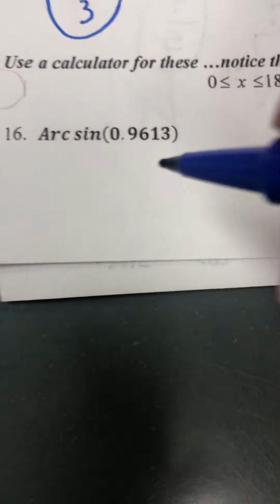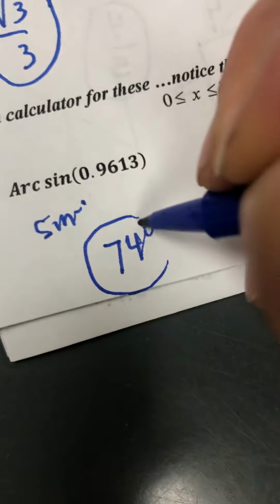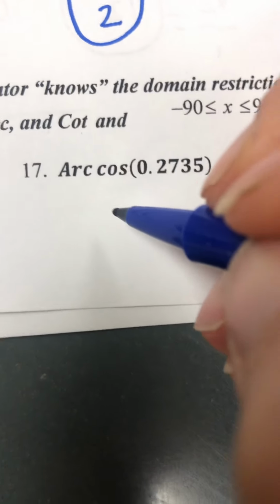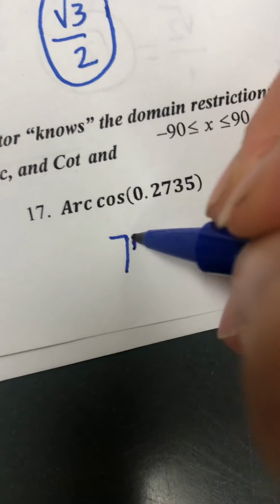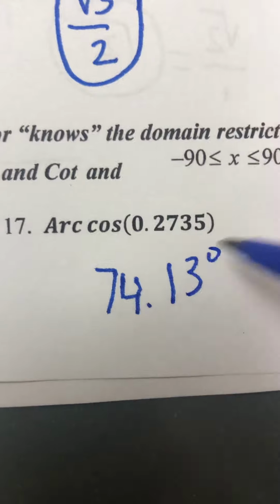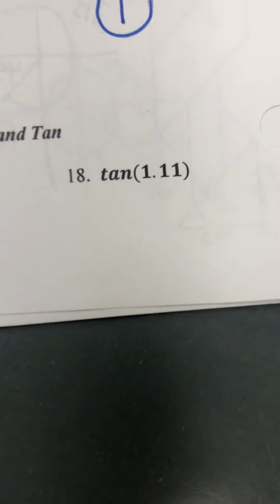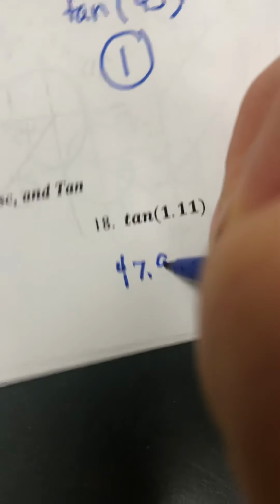The last ones are just calculator ones. Arcsine, you literally just type in on your calculator sine inverse of that whole angle. This turns out to be 74 degrees. I don't have these questions on the test because we're not using calculators with sine, cosine, or tangent. So this is kind of redundant here. 74.13 degrees. Again, I'm just typing on the calculator second cos of that decimal, or second tan, 47.98.